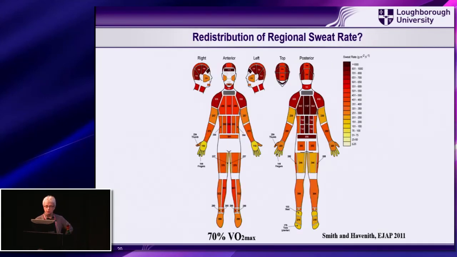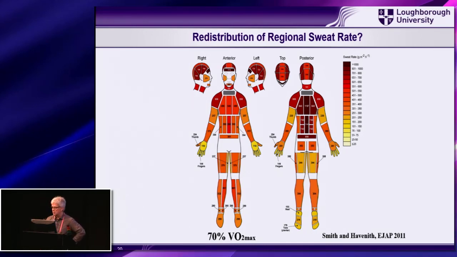Another area is redistribution of regional sweat rates. One of the ideas, classical descriptions of heat acclimation, is about this data from Caroline Smith, who did her PhD on this. So this is body sweat distribution in normal, moderate climate exercise at 70% VO2 max, and you see the front here, the back of the person. You see the highest sweat rates here along the spine, forehead, of course. But in general, you see the trunk has a higher sweat rate than the extremities.